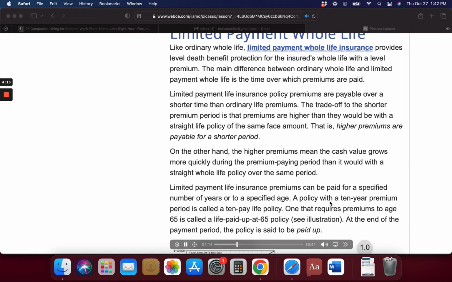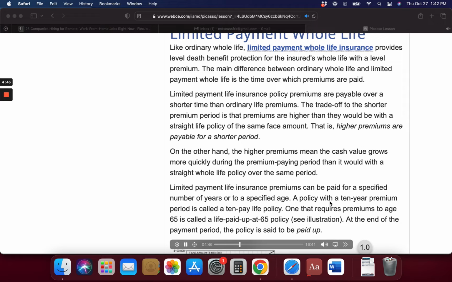On the other hand, the higher premiums mean the cash value grows more quickly during the premium paying period than it would with a straight whole life policy over the same period. Limited payment life insurance premiums can be paid for a specified number of years or to a specified age. A policy with a 10-year premium period is called a 10-pay life policy. One that requires premiums to age 65 is called a life paid up at 65 policy. See illustration. At the end of the payment period, the policy is said to be paid up.